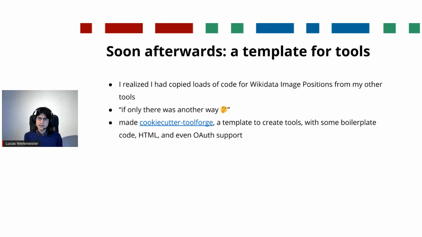And then you can start by editing all of this, and it generates a lot of OAuth-related code for you, so you can get started pretty soon with adding editing support to your tool. And it's just been very useful ever since then, and I don't need to copy-paste that much code anymore. And some other people have also used this, apparently, and found it useful. So that's the Cookiecutter Toolforge thing.